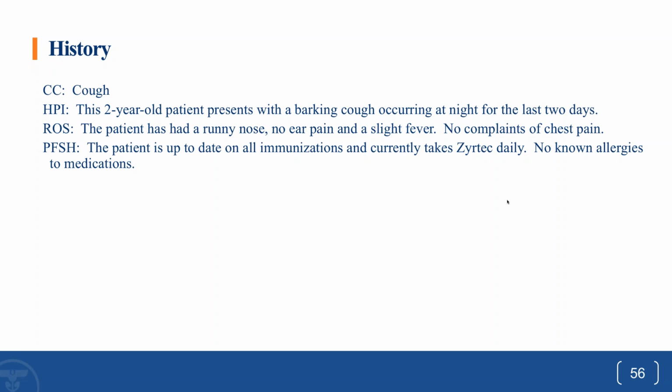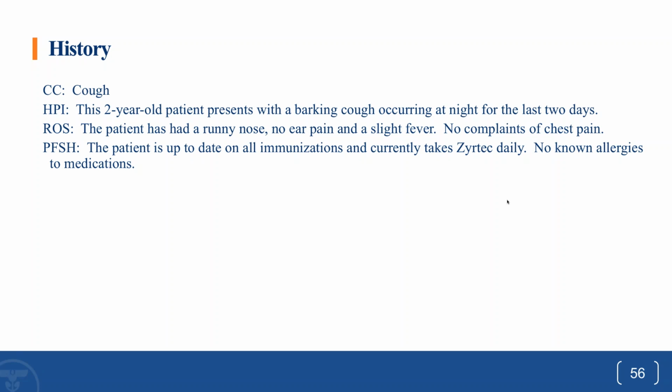Now what else do we have? We have the past, family, social history, right? Remember the categories. Okay, so let's look at that. They're talking about the patient. Patient is up to date on all immunizations. I'm looking down here at past history. I'm looking for immunizations. Yep, that's there. That's a bullet point. That's one, right? And currently takes Zyrtec daily. Well, that's about his current medications. That's still in past history.